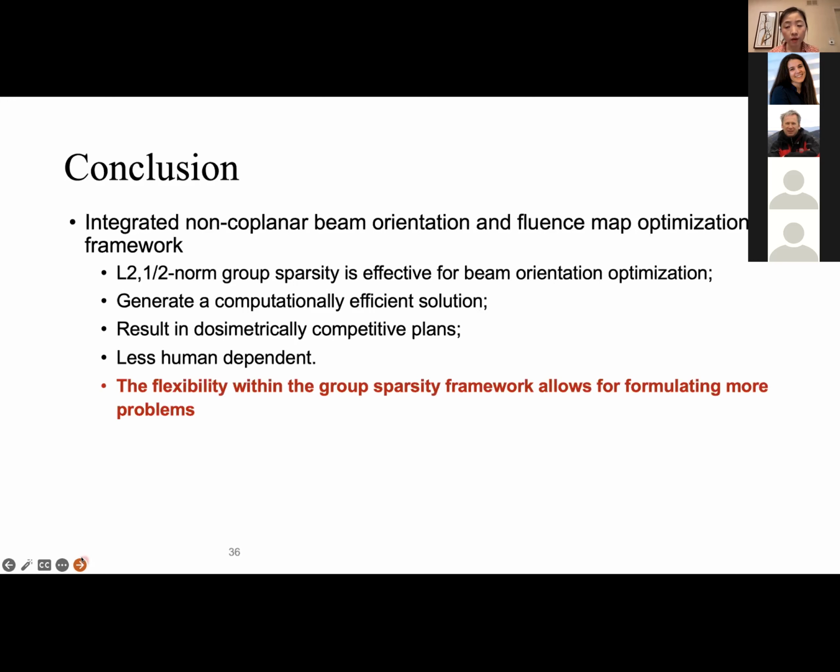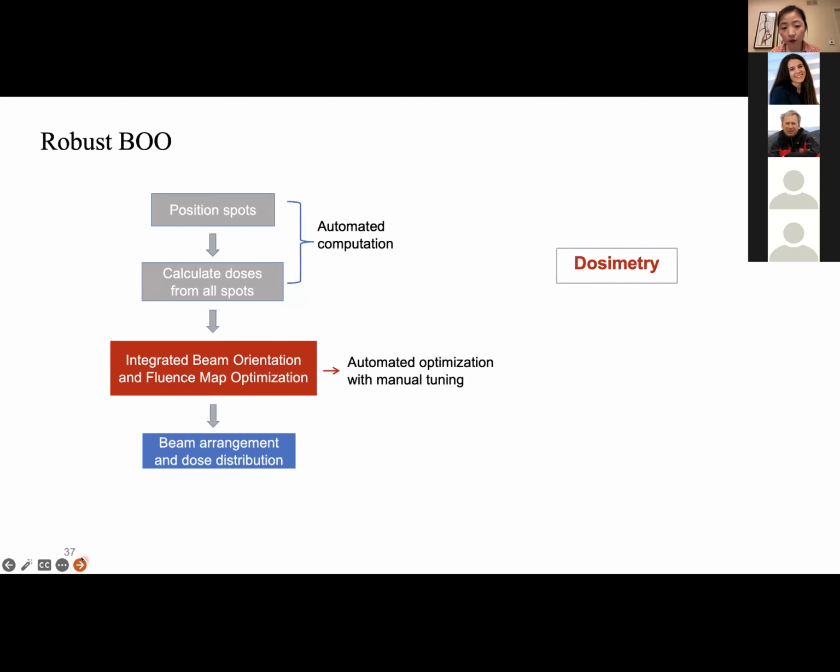Also, the flexibility within this group sparsity framework allows us to formulate and solve more problems. For example, let's talk about the next project on robust BOO. We mentioned the first work, where the goal is to optimize for good dosimetry. Next, we want to consider robustness, because IMPT is so sensitive. If robustness is not considered, the plan is just not very reliable or trustworthy for clinical use.